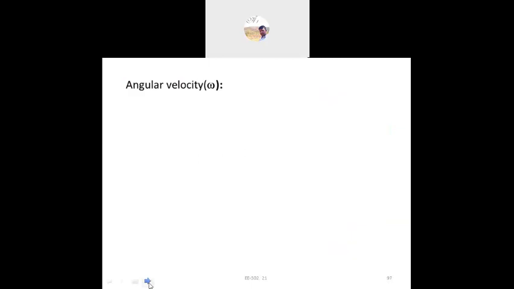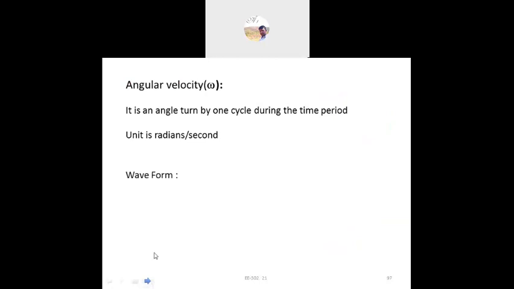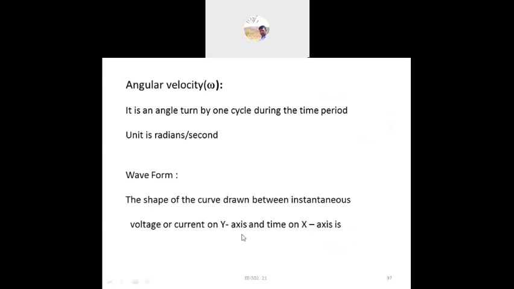Angular velocity is omega. It is the angle turned by one cycle during the time period, and its unit is radians per second. The waveform is the shape of the curve drawn between the instantaneous voltage or current on the y-axis and time on the x-axis. That is the waveform.